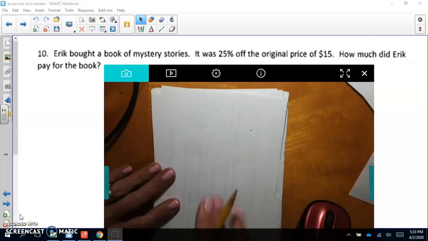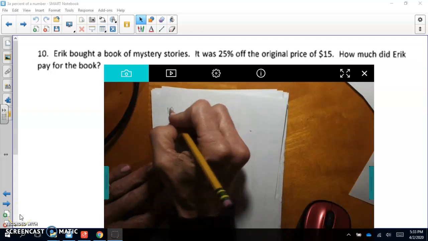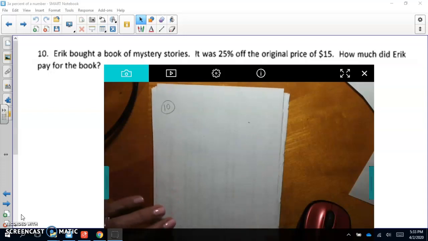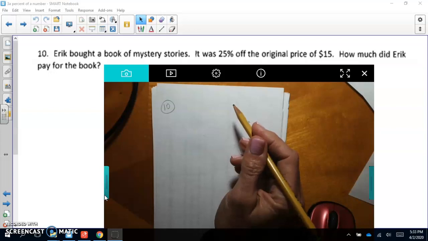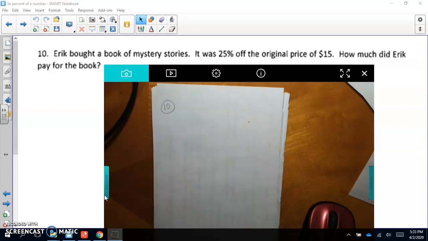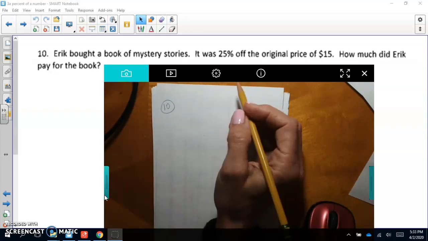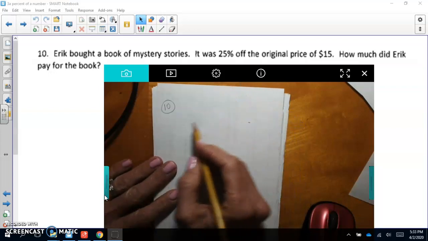Everybody, we are here for the last 3 problems on this list of percent bar problems. This is number 10. Eric bought a book of mystery stories. It was 25% off of the original price of $15. How much did Eric pay for the book?